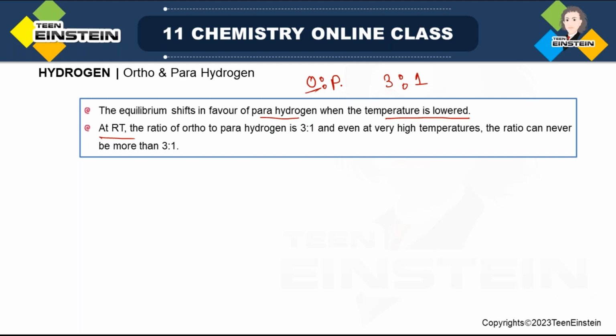And when you are lowering the temperature, this ratio will change, because now the para form is more preferred. But don't think that when you make the temperature high, the amount of ortho will be very high. That doesn't actually happen. Even if you increase the temperature, the ratio never goes beyond this. So it is never 4:1 or 5:1. This is the maximum ratio possible, and at room temperature also this is the ratio. But if you decrease the temperature, then the ortho amount may decrease and the para amount may increase.